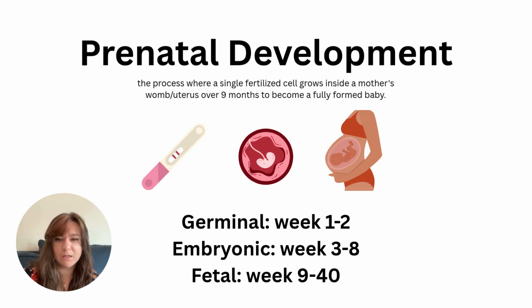So prenatal development is the process where a single fertilized cell grows inside a mother's womb or uterus over 9 to 10 months to become a fully formed baby. So we have those three different stages.